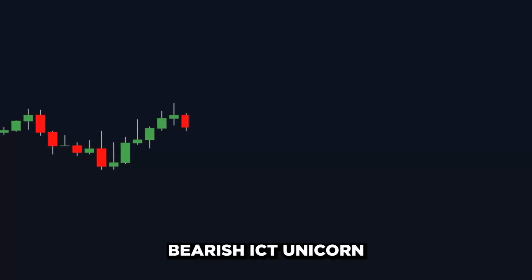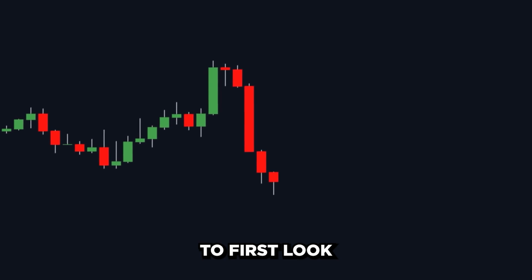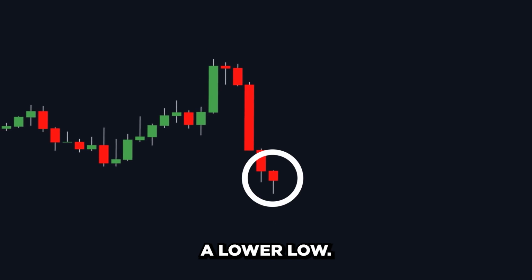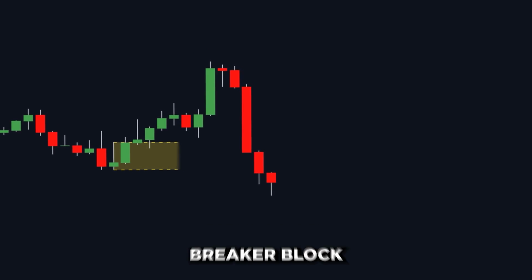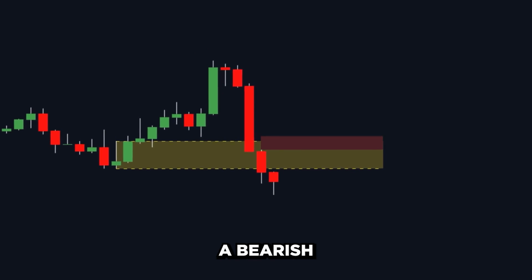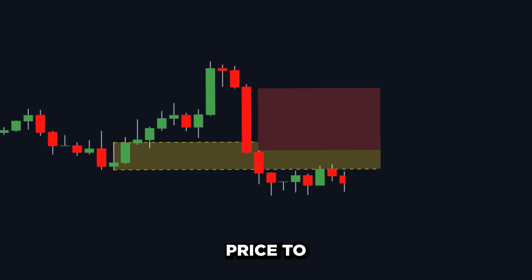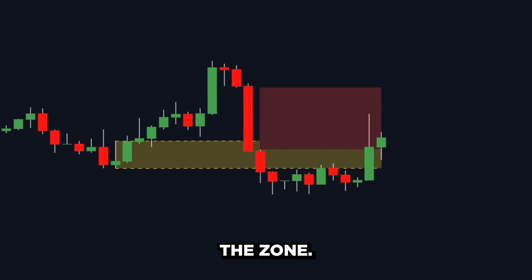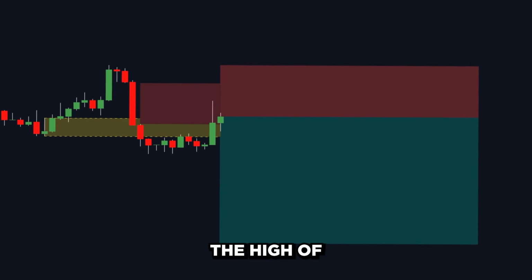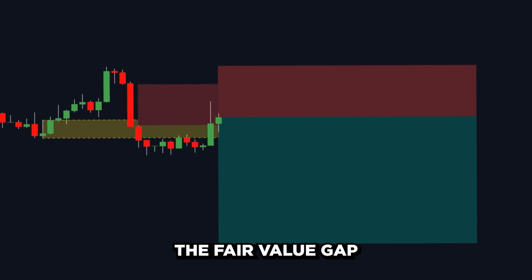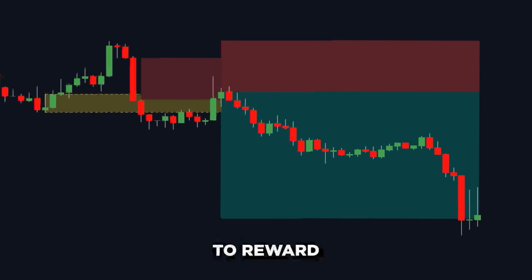For a bearish ICT Unicorn setup, you want to first look for a higher high followed by a lower low. Then look for a bearish breaker block that overlaps a bearish fair value gap. Once you've spotted this area, wait for price to come up and retest the zone. You can set your stop loss at the high of the candle that created the fair value gap and take a 2 risk to reward trade.